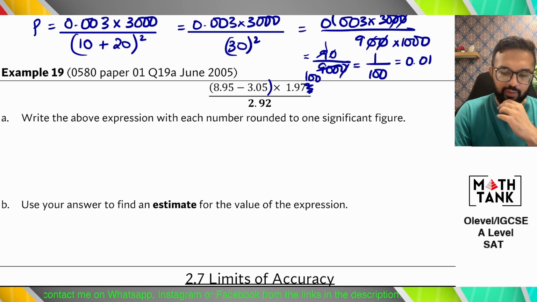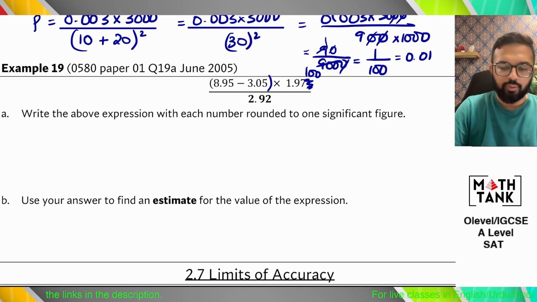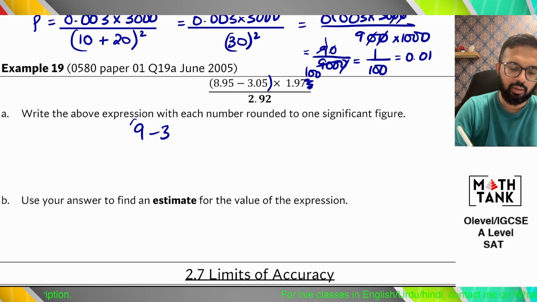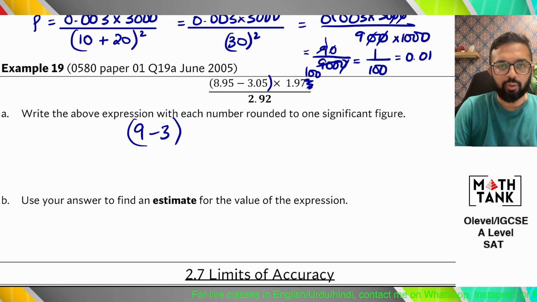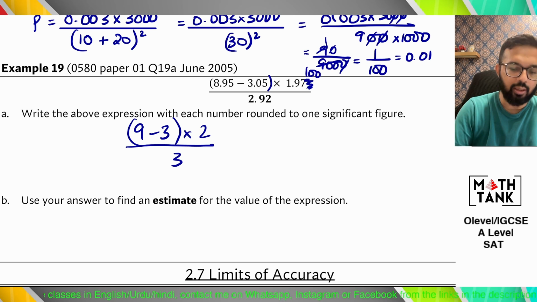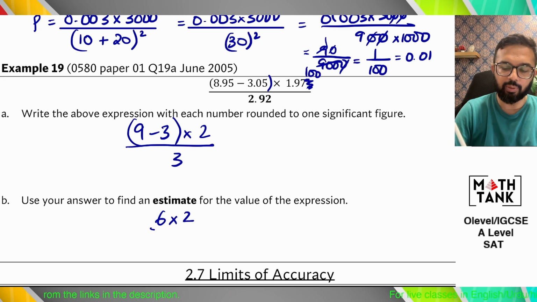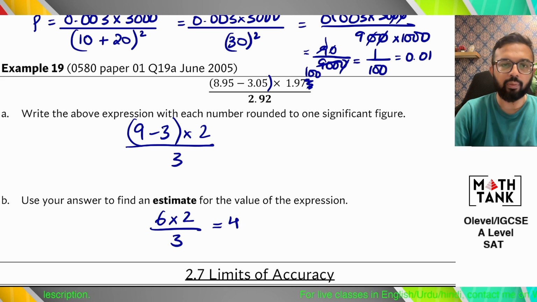Okay, so 8.95 minus 3.05 has to be rounded off to one significant figure. So that's going to be 9 minus 3 into 2. Okay, so 9 minus 3. 9 is rounded off, and 3 is also the rounded off number, and then 2 and into 3. So since this question was just about deriving an expression, that's what I've done. Using your answer to find an estimate for the value of the expression. Now that's simple. 6 into 2 divided by 3 will give you 4. That's 12 divided by 3. So that's equals to 4.